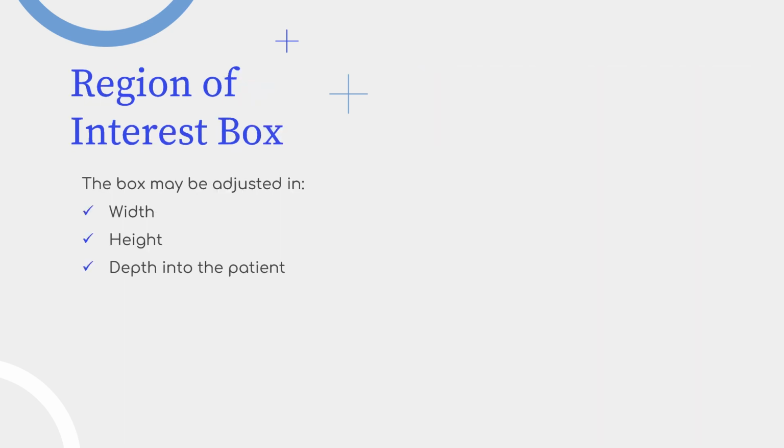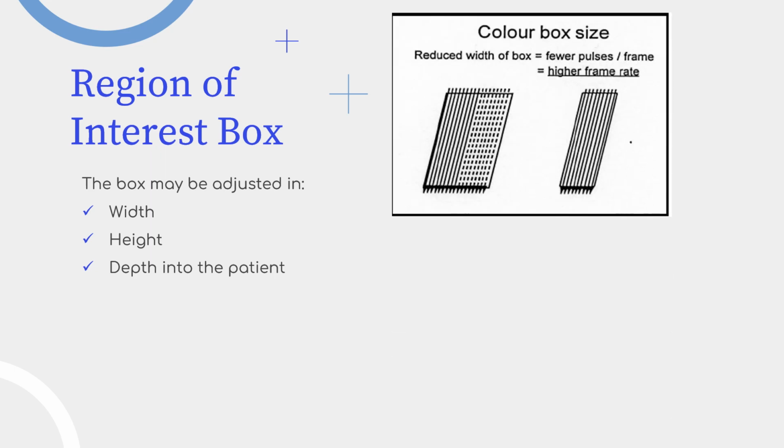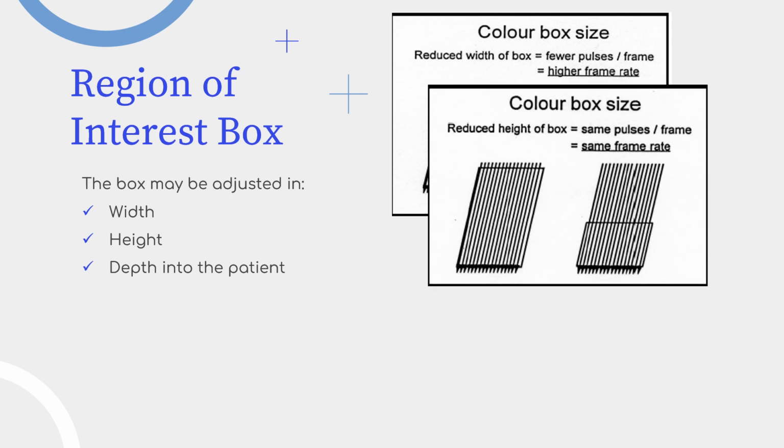The size of the color box can be adjusted in width, height and depth into the patient. By reducing the width of the box, fewer color lines of sight are required. By reducing the width, each frame can be completed in much less time, therefore significantly increasing the frame rate. If the height of the box is reduced but the width is maintained, the same number of beam paths is still required, therefore, the effect on frame rate is minimal.